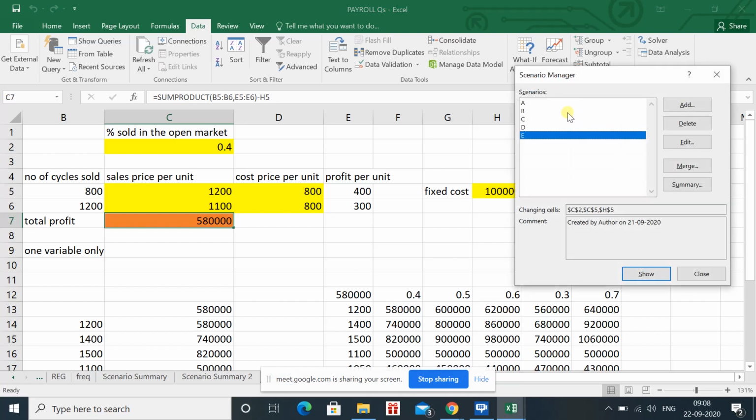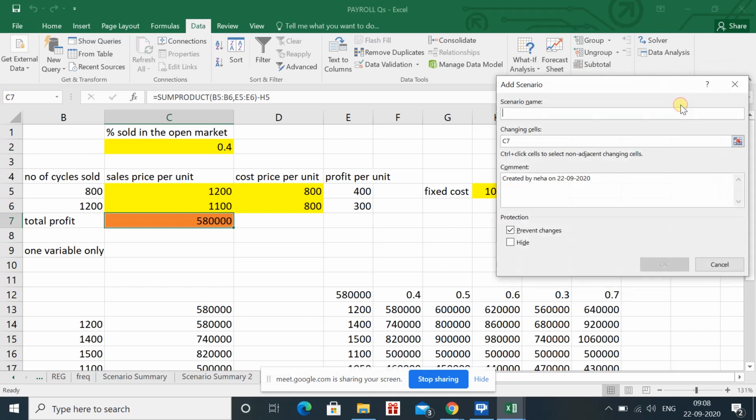Why are we applying the Scenario Manager? Because we want to change more than two variables. As I have already created some scenarios, first of all I'm deleting this and I will create a new scenario. When you open it, you will not find any scenario because you have not created one earlier. To create a scenario, first of all we click Add. Then this box will come. What name do you want to keep? I want to keep the name as scenario A.